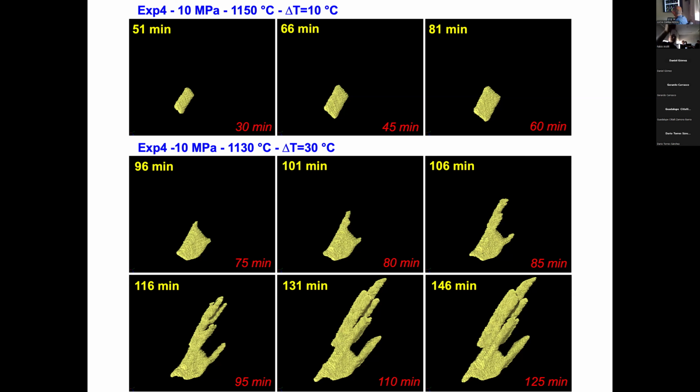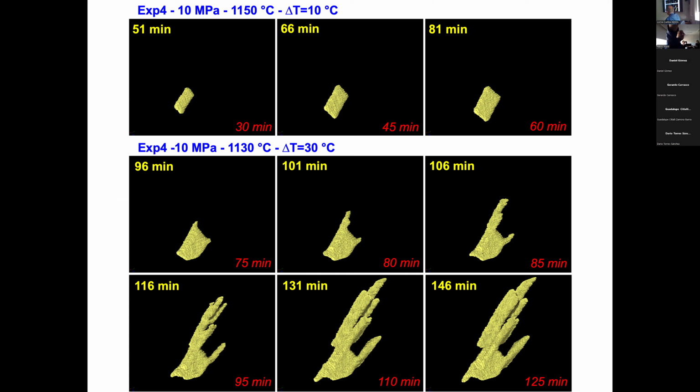Here is an experiment that we performed with Rafael in 2018 or 19, I don't remember, where we observed this kind of growth in 4D. The first part of the experiment was at 10 megapascal, 1150 degrees Celsius, so the undercooling here is 10. Here you can observe this pyroxene growing with a euhedral shape through time. This is 30 minutes from the nucleation.